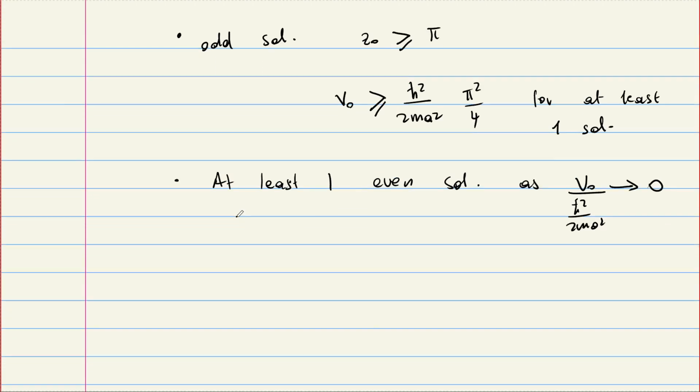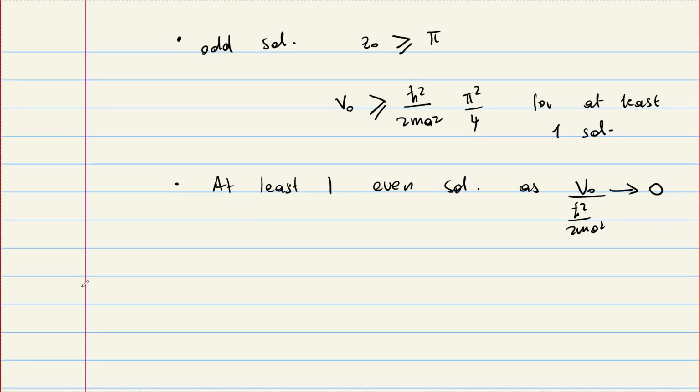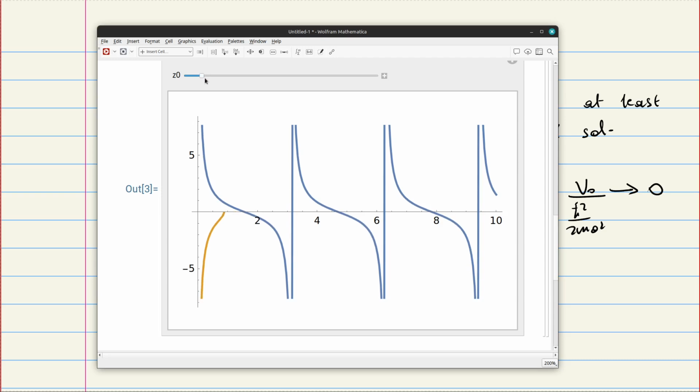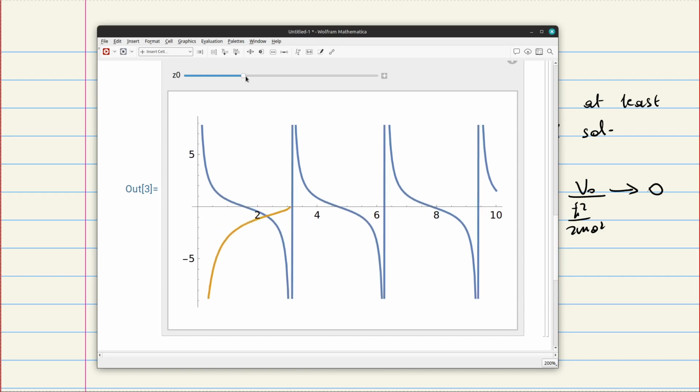What does this condition imply in terms of the equation that we had? What happens if we do not obey this? Then you don't have a solution. We say that there is only one solution and that solution is even. There are no odd solutions. There's always at least one solution which is even, but as you increase the depth of the well, you have more and more solutions.